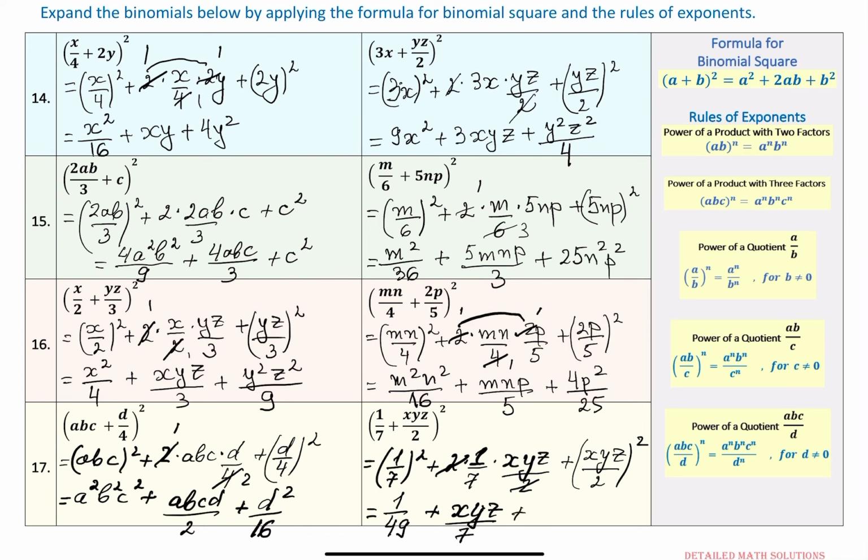Plus, if we use the power of a quotient rule of exponents, we can simplify this (xyz over 2) to the power of 2, and we get x squared y squared z squared over 2 squared, which is 4.